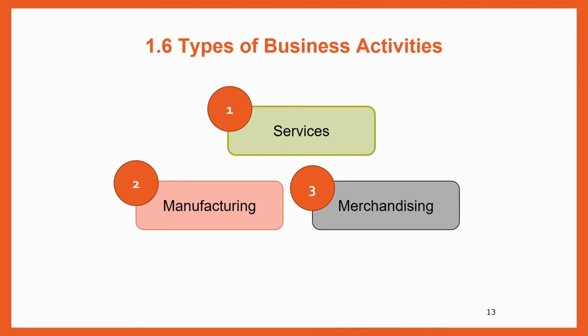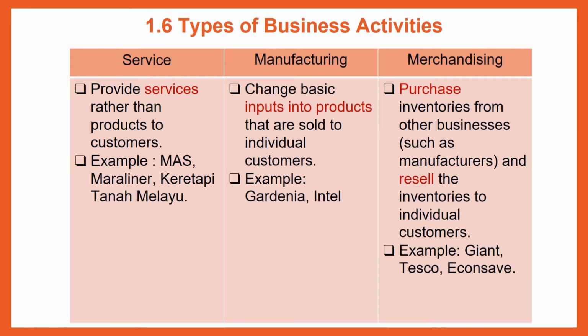Types of business activities. Number 1, services. Number 2, manufacturing. Number 3, merchandising. So what is the difference between services, manufacturing, and merchandising? Number 1, services provide service rather than products to customers. So they just provide service. Examples: MAS, Mara Liner, Keretapi Tanah Melayu.